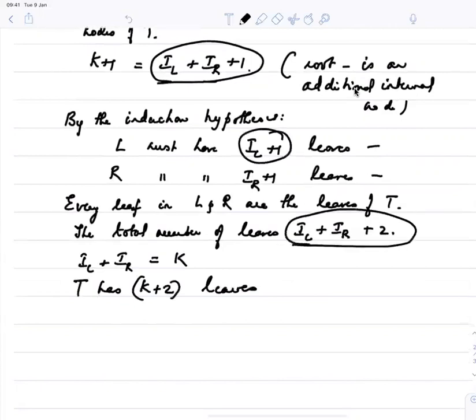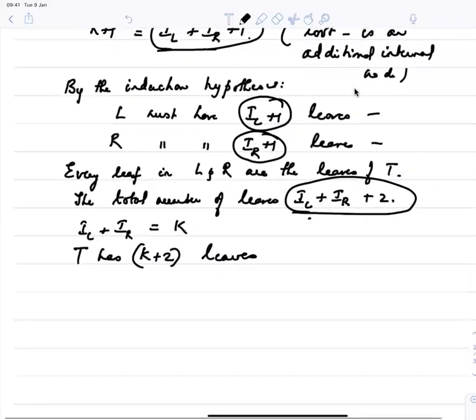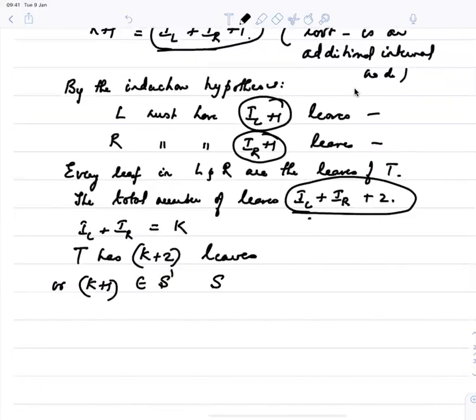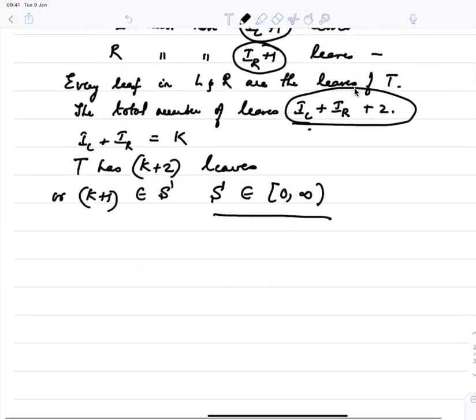And these two terms. Okay. Where does this come from? Because k is k plus 1. The one internal node is the root. Okay. And it's true for k, up to k we have said. Therefore, T has k plus 2 leaves, so k plus 1 belongs to S. S belongs to 0 to infinity. Okay, that means all positive integers in terms of number of internal nodes belong to the binary tree.